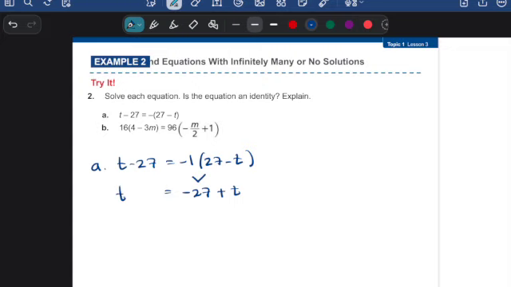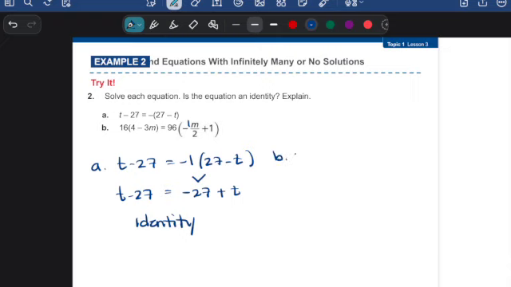Okay, what do you notice? Well, it's essentially the same thing. They're just in reverse order. My t is positive, my 27 is negative. So this is an identity. There are infinite solutions. Okay, part B. All right, part B. Let's distribute.